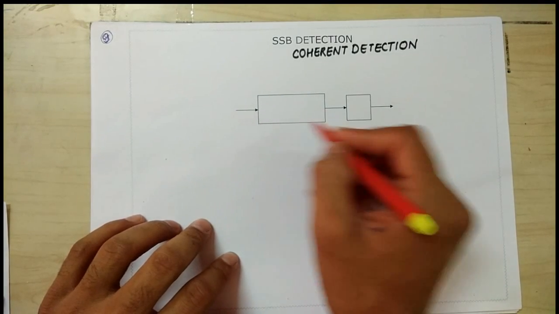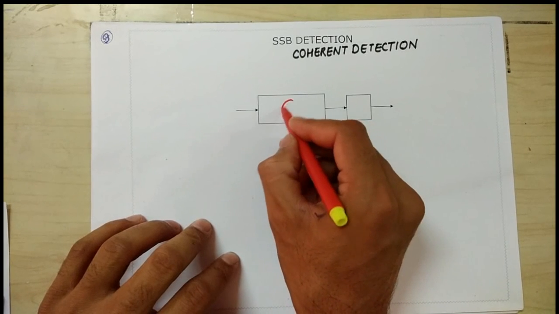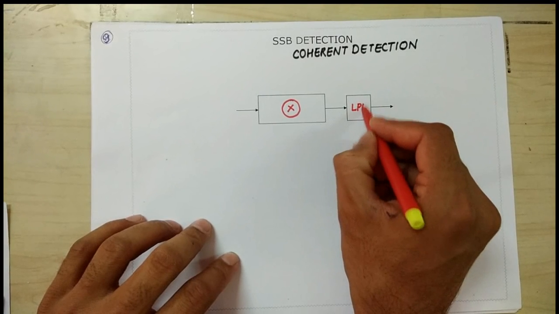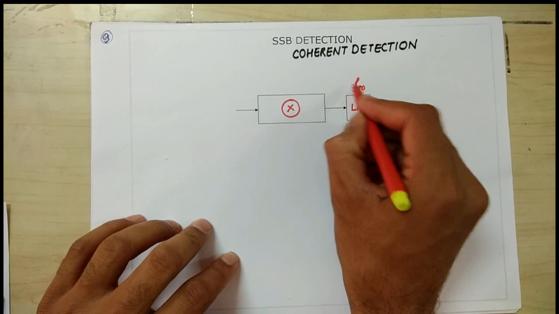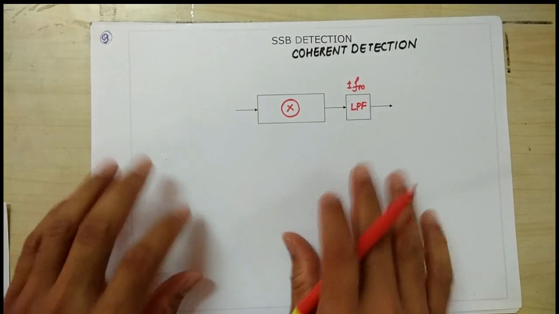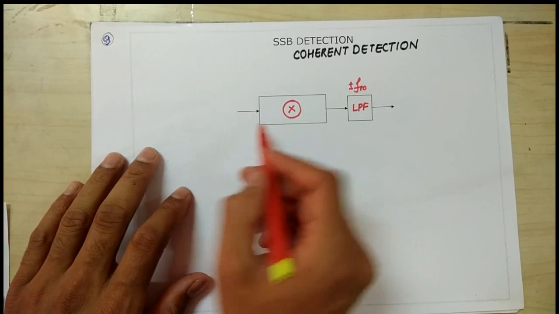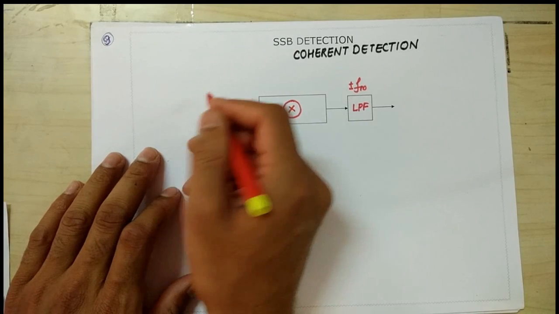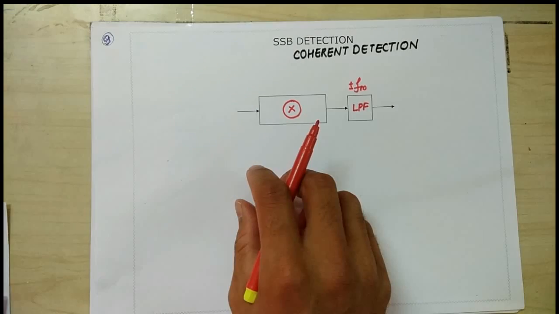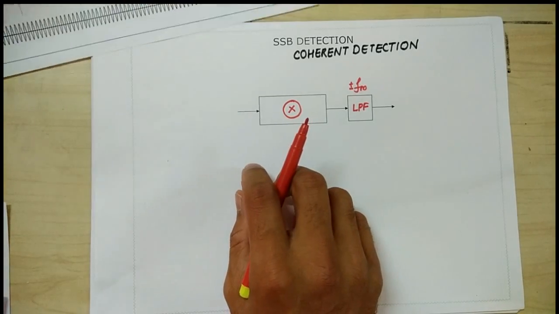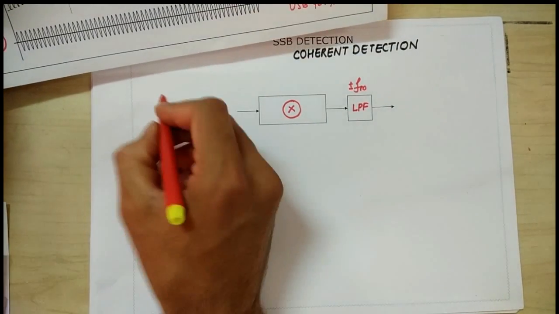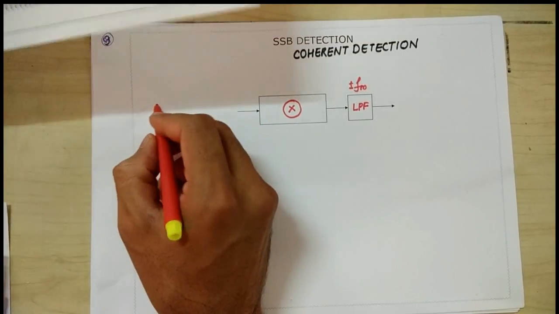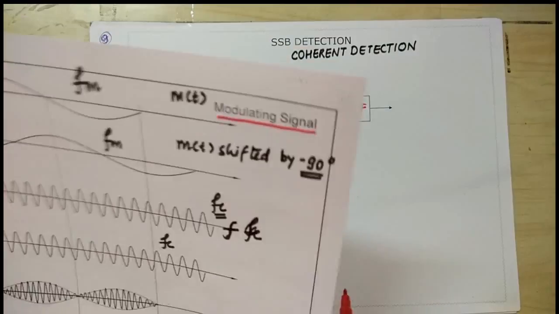This has two blocks. One is a multiplier and one is a low pass filter whose cutoff frequency is plus minus Fm. The input to this detector is your SSB signal. It may be LSB or USB depending on the signal you have transmitted. So let's consider here a USB signal. So let me take the output.